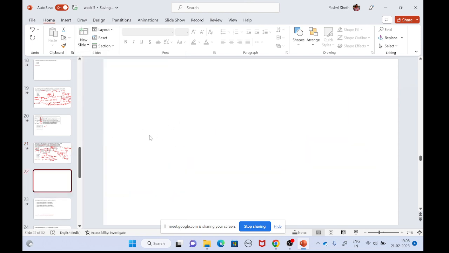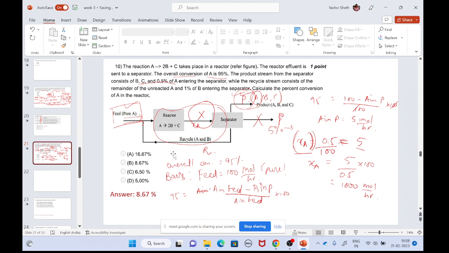So now moving forward, what do we need to find out? We need to find out the percentage conversion in the reactor, which means single pass conversion. So we need certain more data. Now the recycle stream consists of the remainder of unreacted A. So what does that mean?